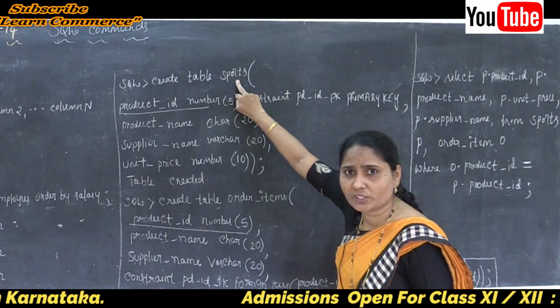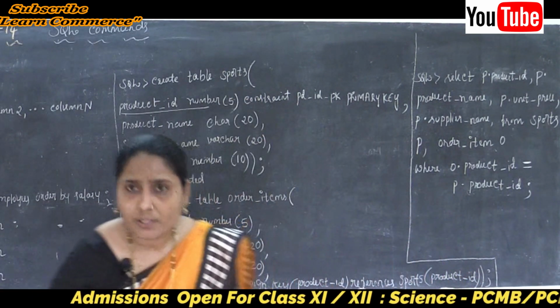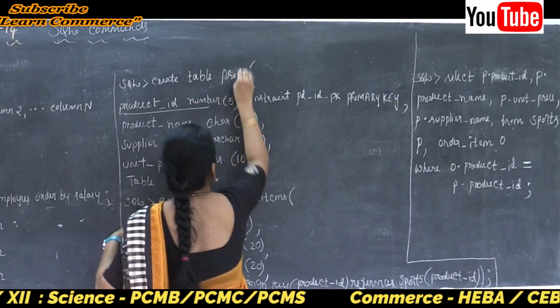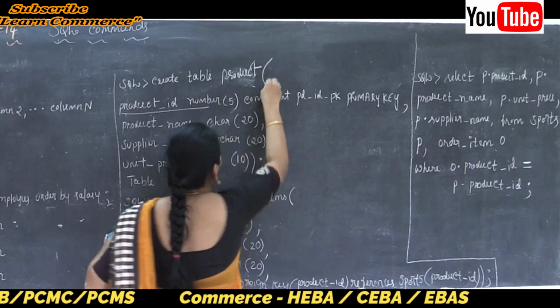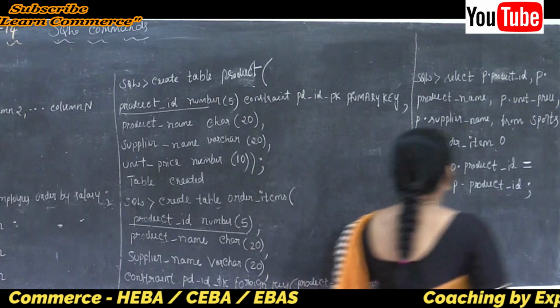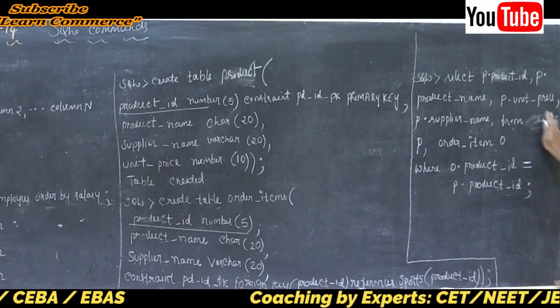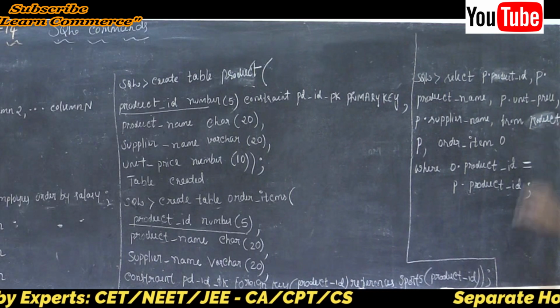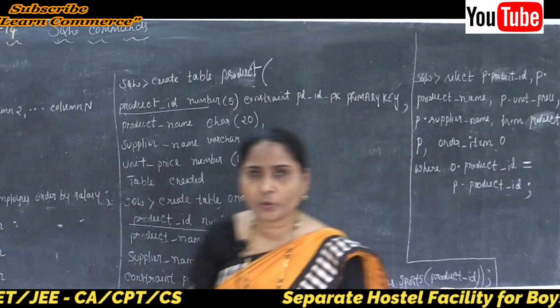Clear this point here? So we'll change that one to product, so later there is no confusion about the table. So I just changed that name to product. Now I can use it, and here also I need to change the name to product only. Now no problem, no confusion.